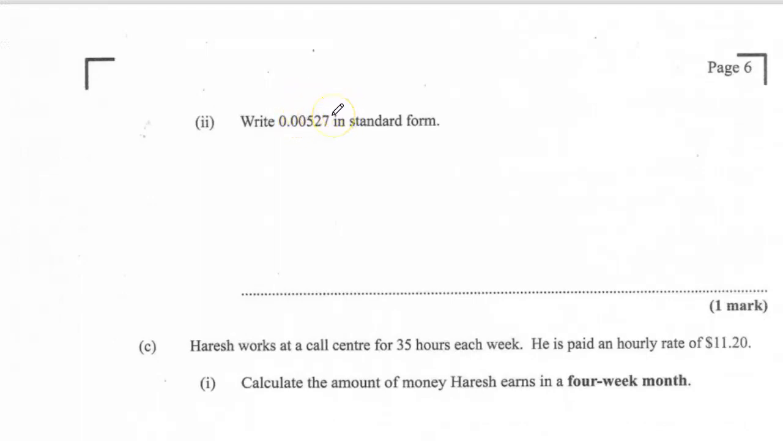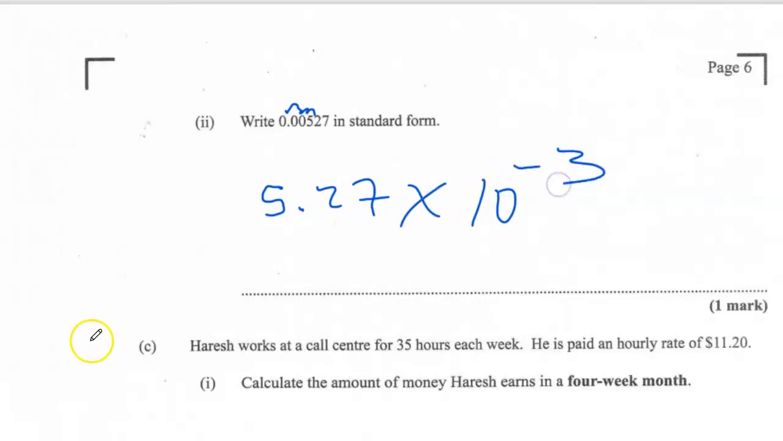0.00527 in standard form. In standard form, we really just want one non-zero number to the left of the decimal point, so 5.27, which means the decimal point would have moved 1, 2, 3 places to the right. So that's 10 to the minus 3.